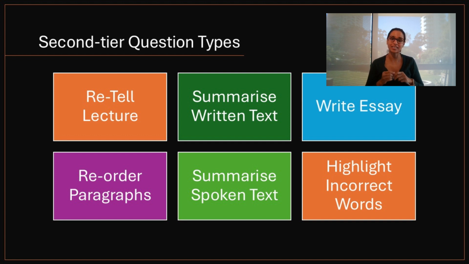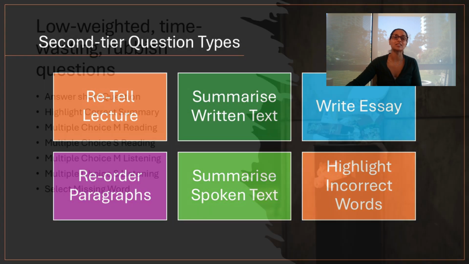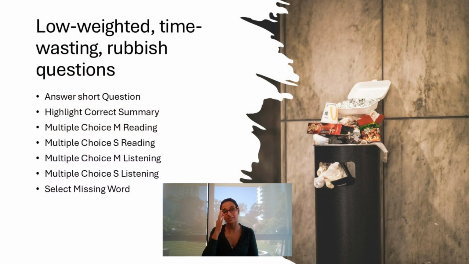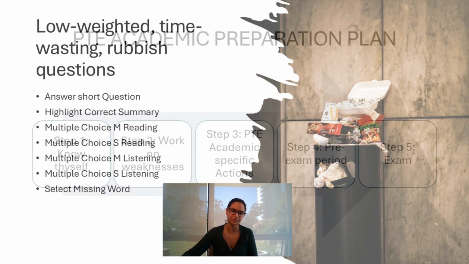So, these are the second tier questions. Retell lecture, summarize written text, write essay, reorder paragraphs, summarize spoken text, and highlight incorrect words. And the low weighted, time wasting, rubbish questions that I consider unimportant are answer short question, highlight correct summary, multiple choice reading, listening, or multiple choice questions, and select missing word.